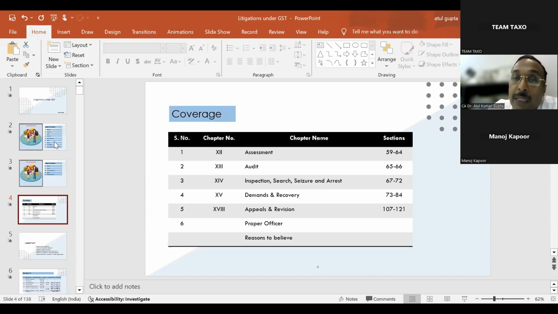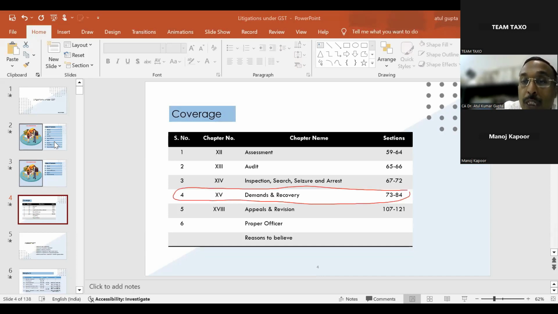various types of litigation. But again, as I mentioned to you, we are not going to discuss the entire aspect over here, and we will be discussing only those which are related to the demand or the show cause notice. So we will be more focused on this part, and specifically on section 73 and section 74, wherein the show cause notices are being issued by the department in one go for a large number of assessees.